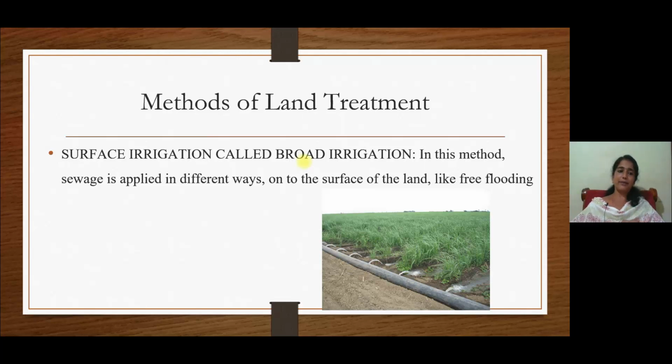Then, methods of land treatment. The first one is surface irrigation. It is also called broad irrigation. In this method, the sewage is applied in different ways onto the surface of the land, like free flooding, where vegetation is provided, and this wastewater is flooded onto this land area, and a portion of this organic matter and the water will be utilized by the vegetation present there.